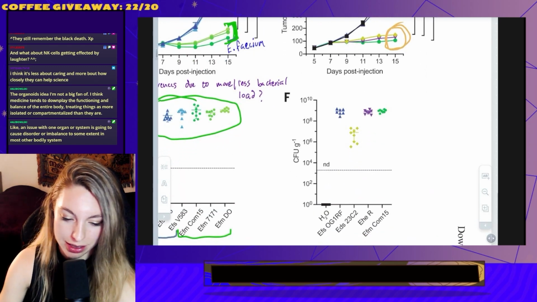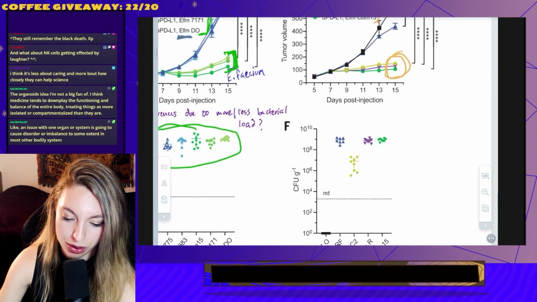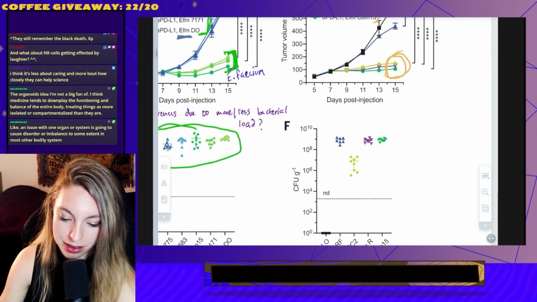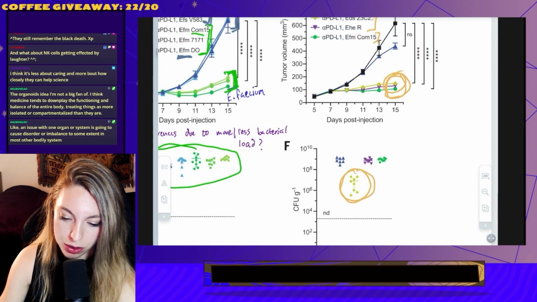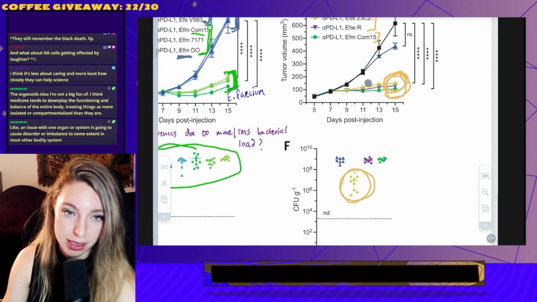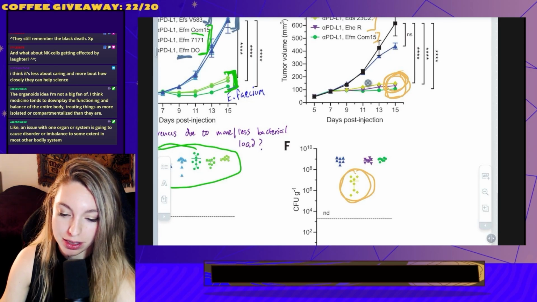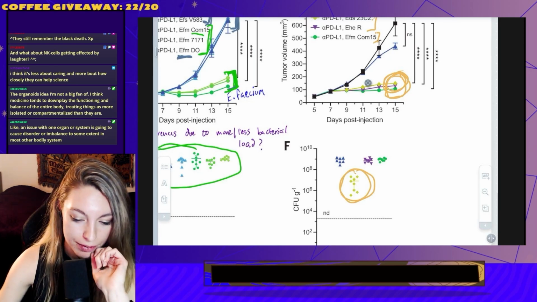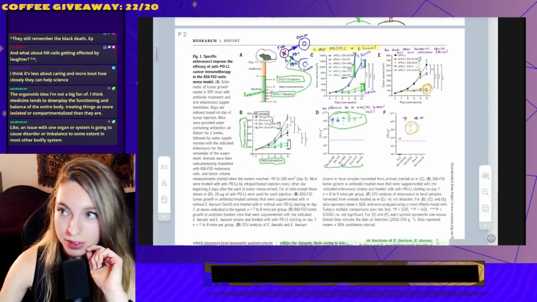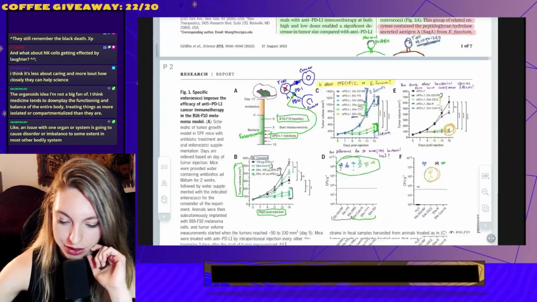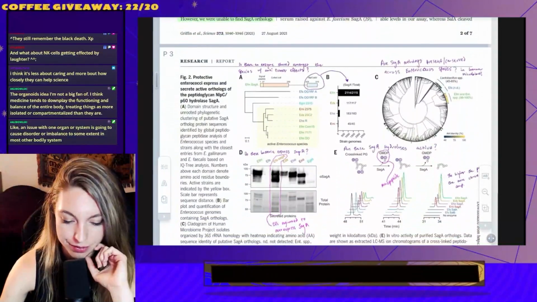And then they again check to see whether or not it's related to the number of bacteria in the mice. You can see that there's very few of these types of bacteria, but the tumor is still really well controlled. So it doesn't matter how many of the bacteria are present. It just matters if they're there. Okay. So then let's go to the next figure.